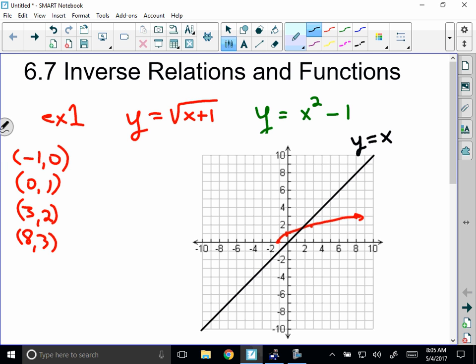All right. So now it's time to graph the green function. What I'd like to do with the green function is something we've never, ever done in this class. I'm going to restrict the domain of this. I'm going to say for x greater than or equal to 0. So what I want to do is I don't want to graph the whole thing. I just want to graph a restricted version of it.